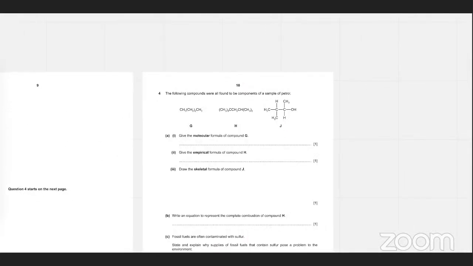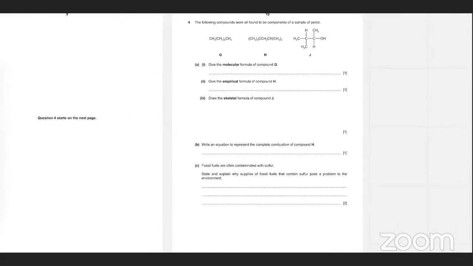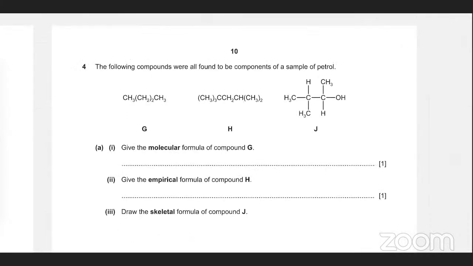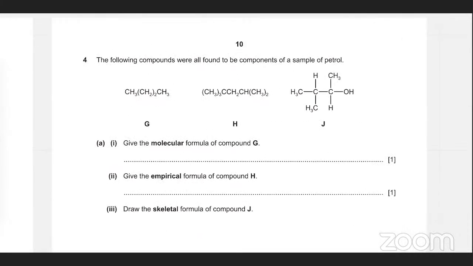And the last question, this one. So we've got question number 4. He's saying give the molecular formula of compound G. That's easy. It's like how many carbons? That's 1, 2 over here, and so that's C4. And how many hydrogens? That's 3, 3. That's 6. Plus there are 4 of them, so that's 10. C4H10.